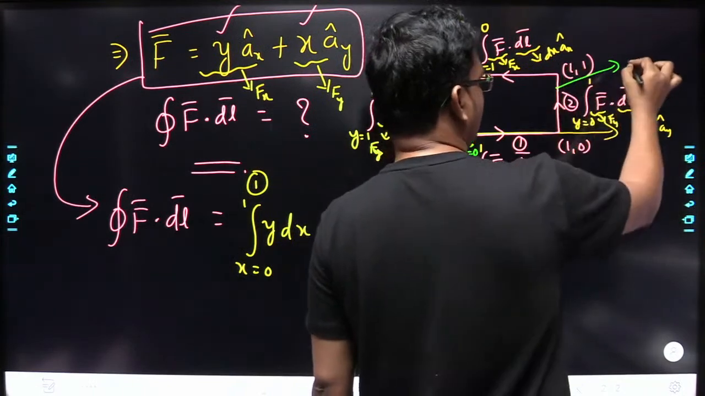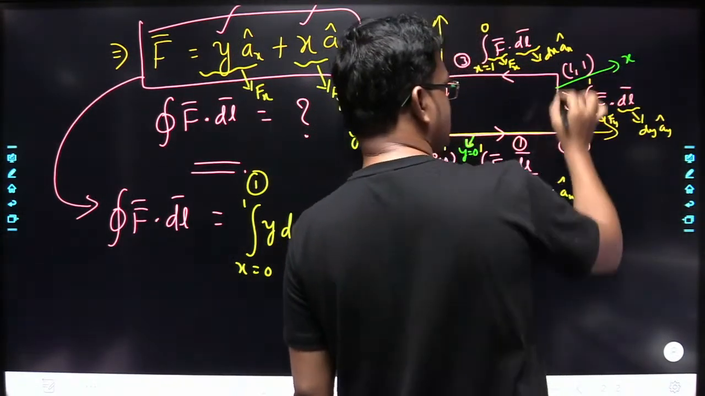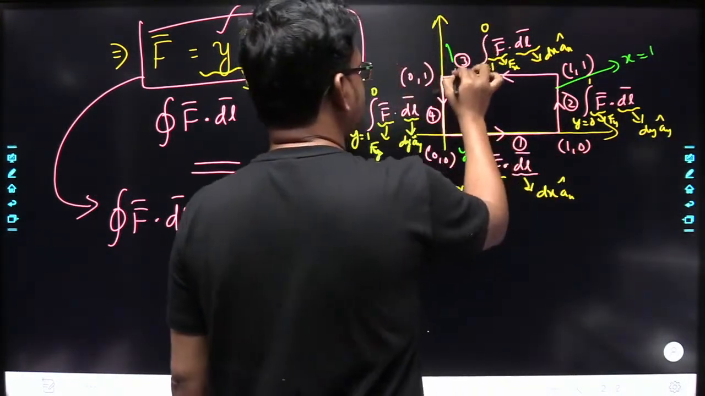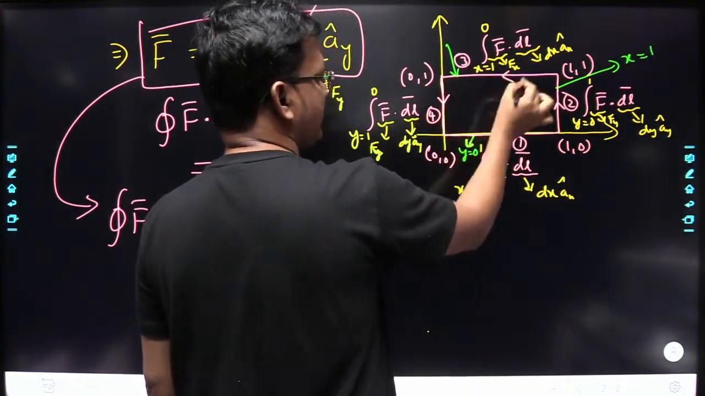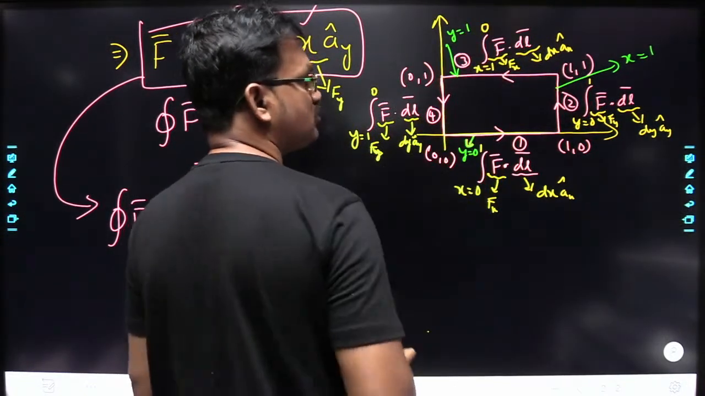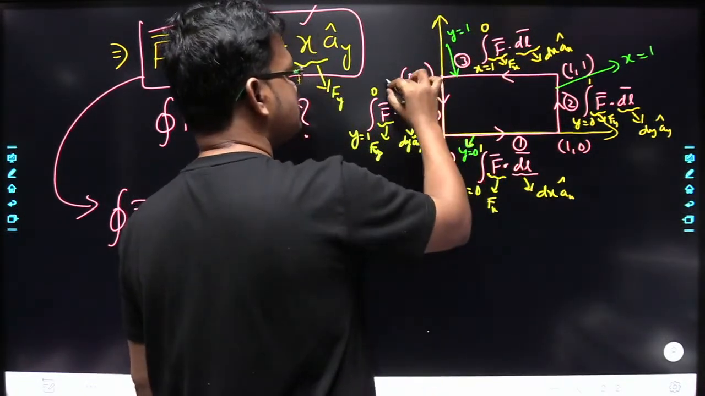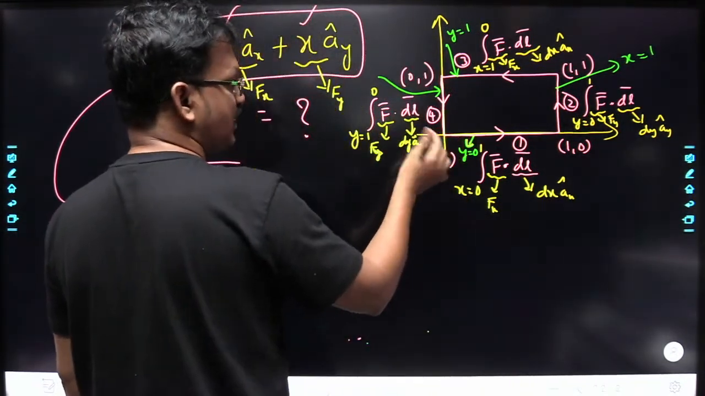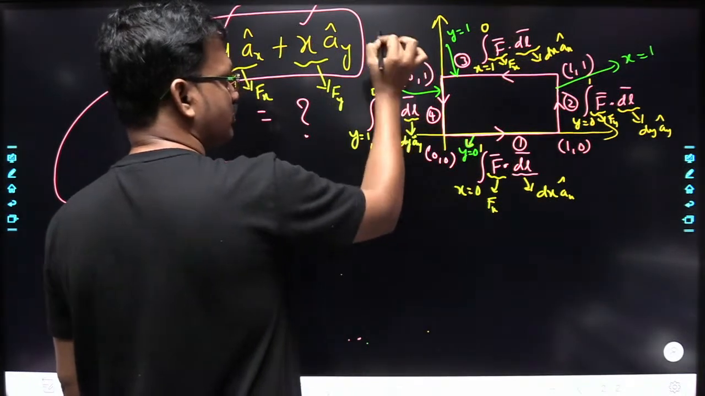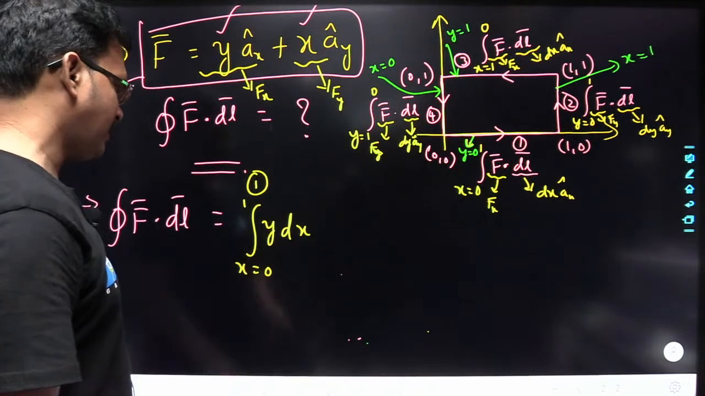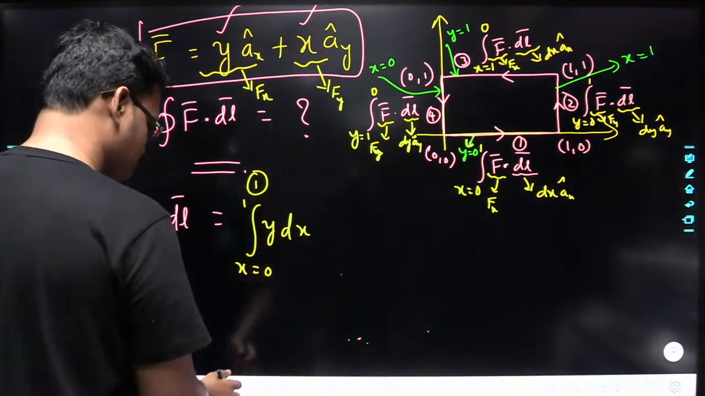And along this line, y is varying and x is constant. Along this line, what is x value? X is equal to 1. And along this line, x is varying, y is constant. That is, this is y equal to 1. Along this line, y value is equal to 1. And along this line here, x value is equal to 0. Okay. So first one is y dx, x is varying from 0 to 1.